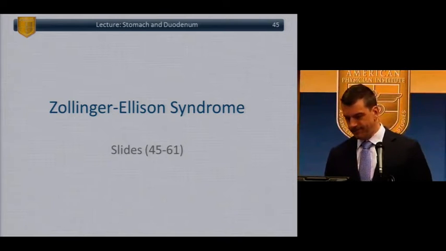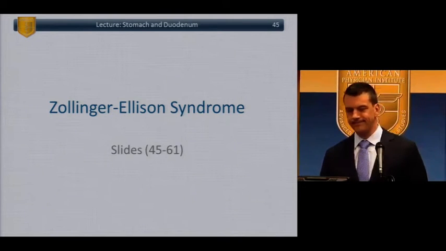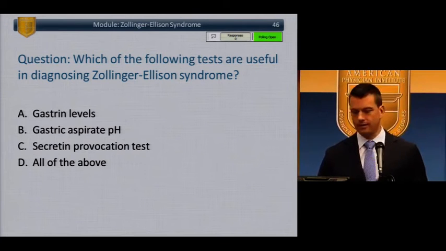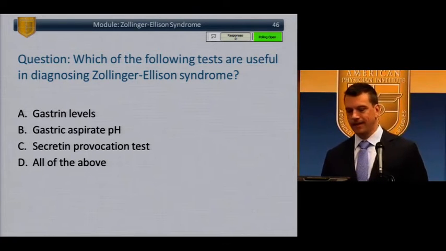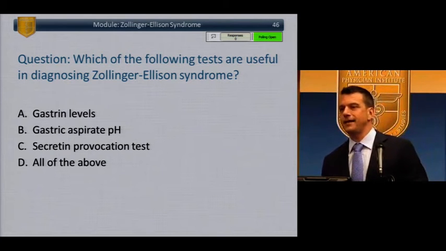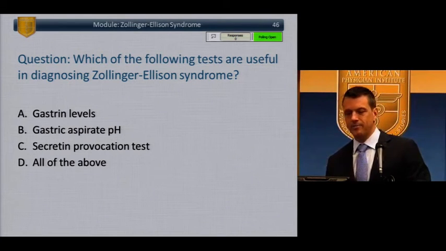Zollinger-Ellison syndrome, we'll talk about for a few slides here. Which of the following tests are useful in diagnosing Zollinger-Ellison syndrome? A, gastrin level. B, gastric aspirate pH. C, secretin provocation test. Or D, all of the above.